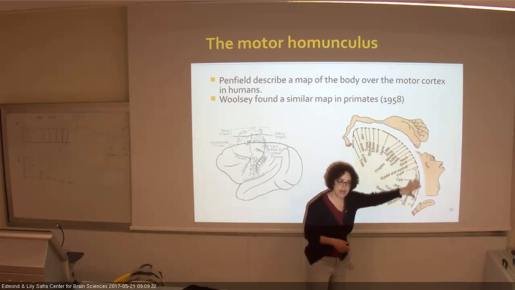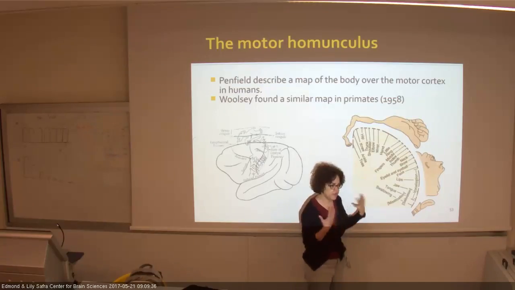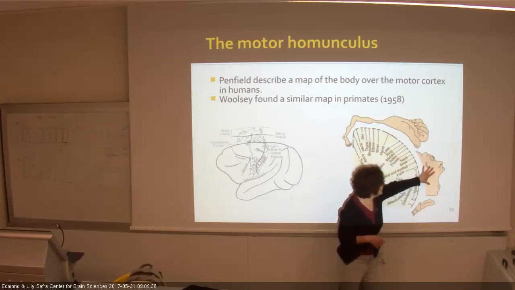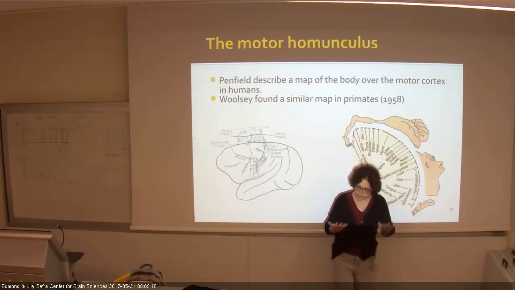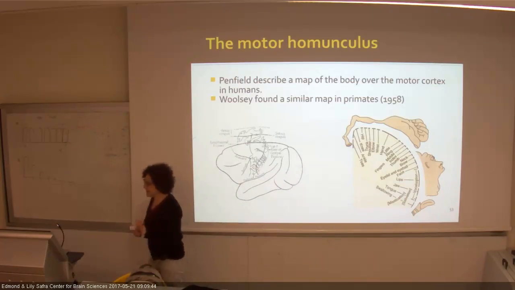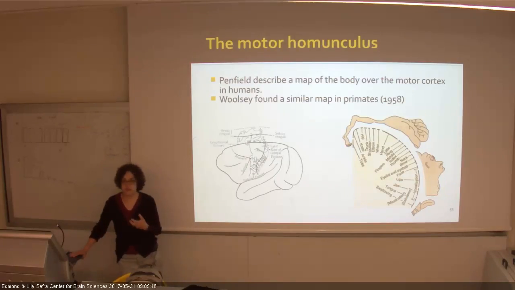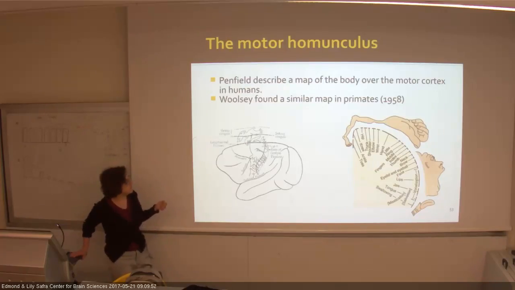The entire body is mapped, but not necessarily in a proportional manner. There are areas of our body that are highly represented. Okay, so the cortical area of the motor cortex that is devoted for different sites is not necessarily proportional to the size of this, or to the number of muscles that innervate this part.